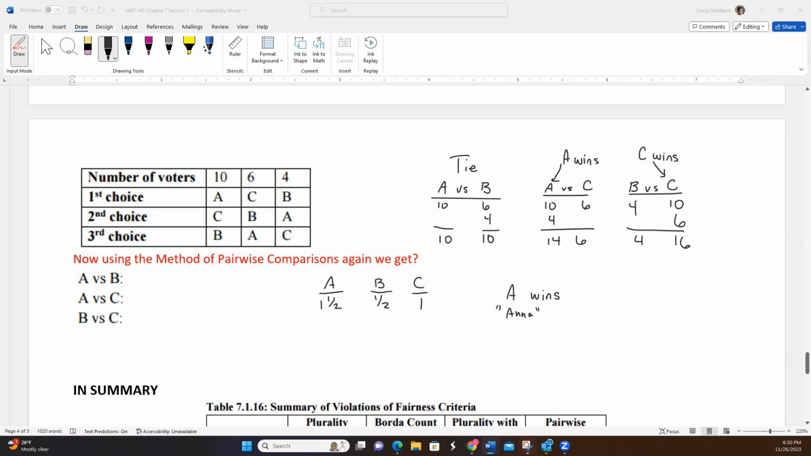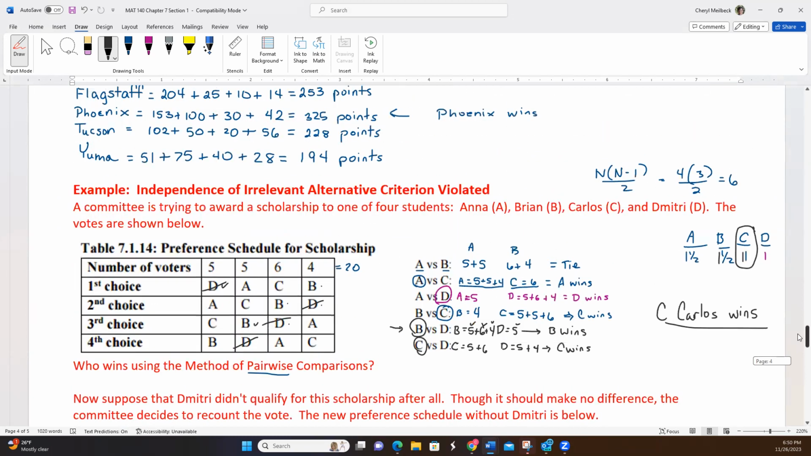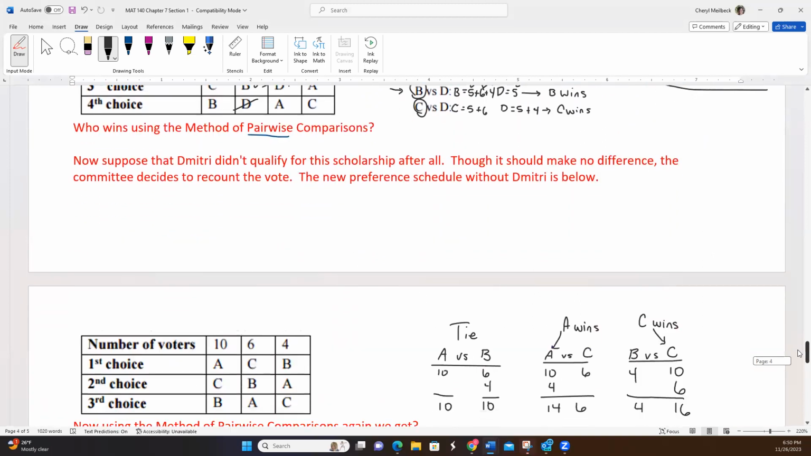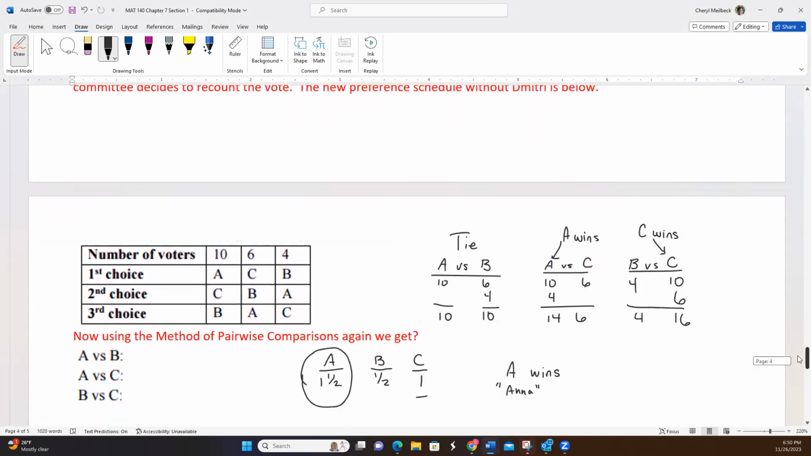When recalculating using pairwise comparisons, we get another tie between A and B, so they each get a half a point. But then A wins and C wins in the third comparison, leaving A with 1.5 points, where C only got 1. So now Anna wins. So this violates the independence of irrelevant alternatives criterion. I always mess up saying this one. Carlos should have still won if they eliminated Dimitri.